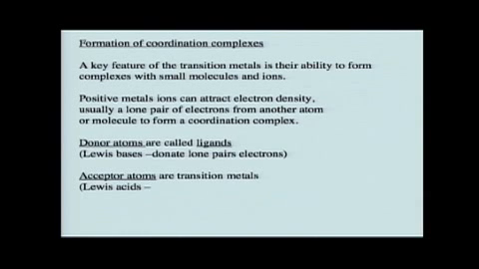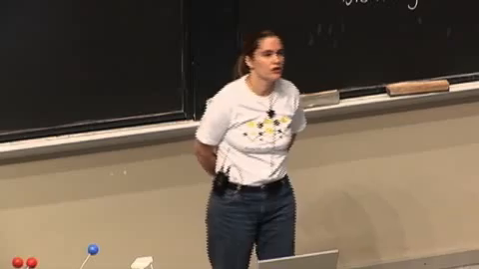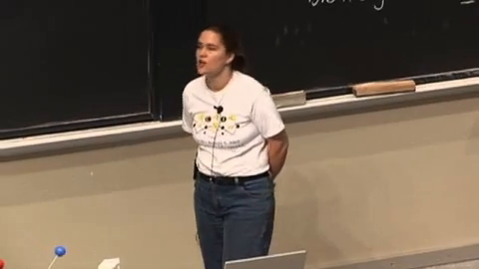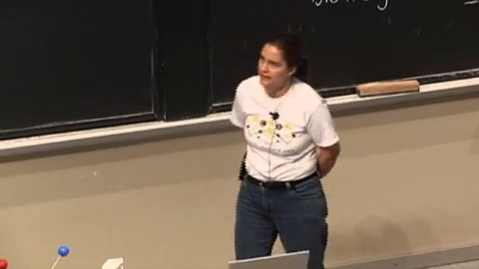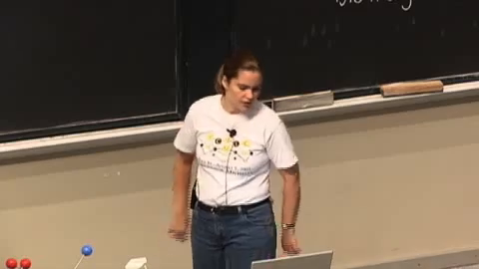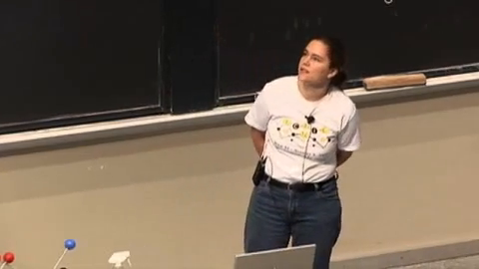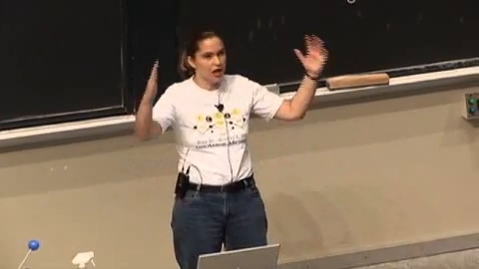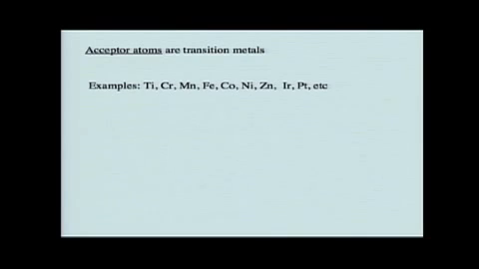So acceptor atoms are the transition metals themselves, and so the transition metals are acting as Lewis acids, and so then they would be accepting those lone pairs of electrons. So you can think about coordination complexes as Lewis acids and Lewis bases, or acceptor atoms and donor ligands or donor atoms. So here are some examples of transition metals that we're going to see. So it's that sort of D block of the periodic table that we'll become very familiar with in this unit.